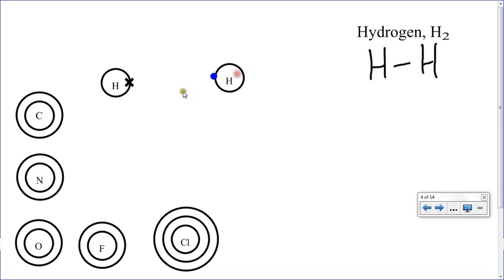So this hydrogen atom has only got one electron in its outer shell. It would like to have two to become stable. This hydrogen atom only has one electron, and by sharing a pair of electrons there, this hydrogen atom now has two in its outer shell, and this hydrogen atom also has two in its outer shell. So both atoms are stable, or they're happy, and you've got a molecule. Let's have a look at some more examples.